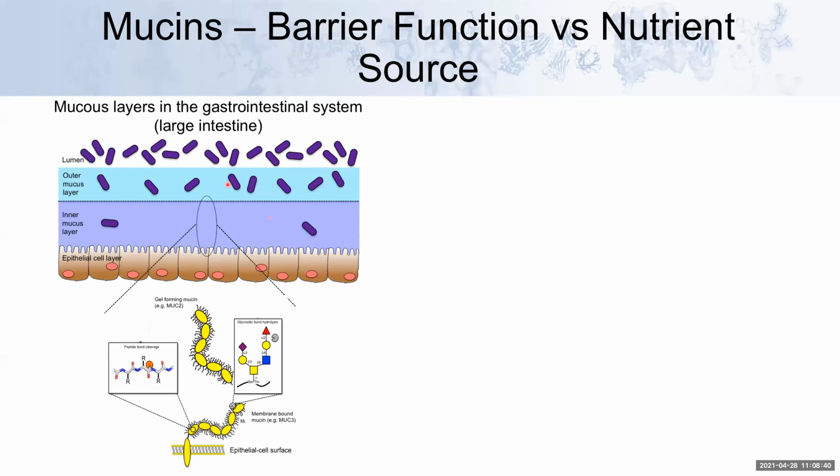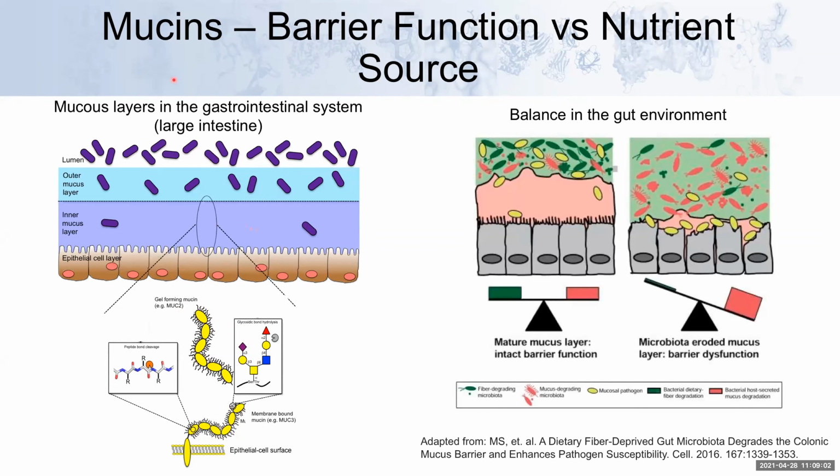The first is an outer mucus layer, which is loose and colonized by bacteria. And then there's an inner mucus layer, which is more dense and largely aseptic. The mucus layer is primarily composed of mucins, these highly glycosylated proteins, and they can be membrane bound or they can be these gel forming soluble mucins. Now, the thing about this ecosystem is it's in a nice balance.